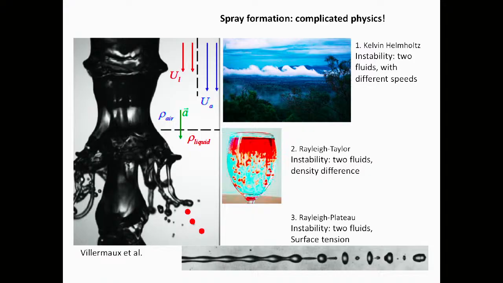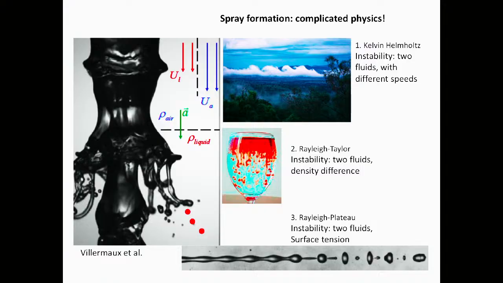Some of you at least know more about sprays than I do, but I've always considered it very complicated. So I stole this picture from Emmanuel Villarmeau, who has a large liquid jet with air co-flowing, which is one of the standard ways of making a spray. And then you see these long wavelength perturbations on the jet that might be a Kelvin-Helmholtz instability.